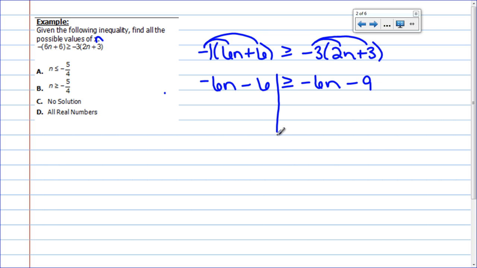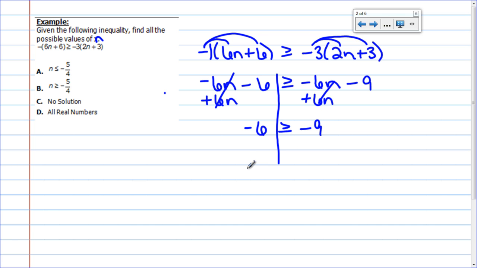Well, when I draw my line here, I've got to solve this by getting n's by themselves. So the first thing I want to do is get all my n's together on one side. And I like my variables on the left when solving an inequality. So I'm going to add 6n here, and I'm going to add 6n here. And when I do that, you should see that they cancel all together. So what you're left with is the statement that says -6 is greater than or equal to -9.